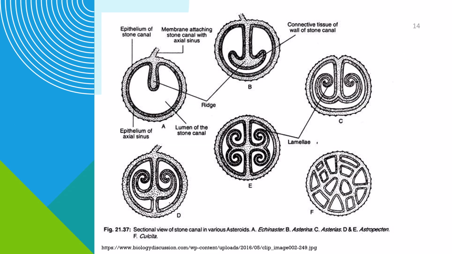Then I said no stone canal. How the stone canal? The stone canal varies in various asteroids like Echinaster, Asterina, Asterius, Astropecten, Calcita. These animals have different kinds of stone canals. The stone canal may not be the same in the transverse section or cross section of the stone canal. It may not be similar in all types of animals which I have mentioned here in the diagram.